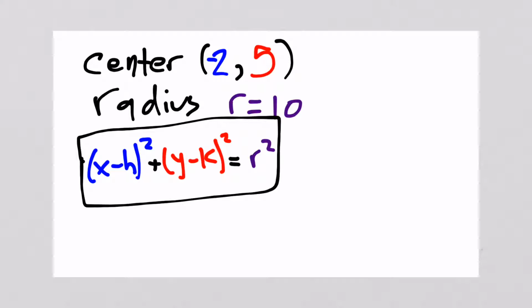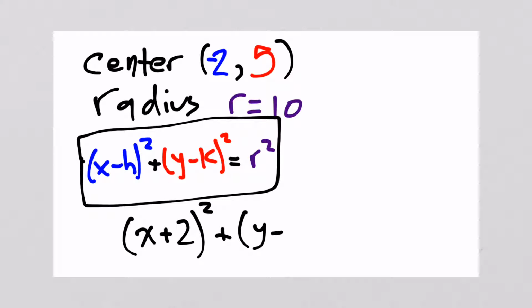So if I'm writing this equation, I'm going to say x minus my h value, so x minus negative 2 becomes x plus 2 squared, plus y minus my k value of 5 squared, equals my radius squared, so 10 squared, just like that. And you can write 10 squared as 100, or you can leave it as 10 squared.